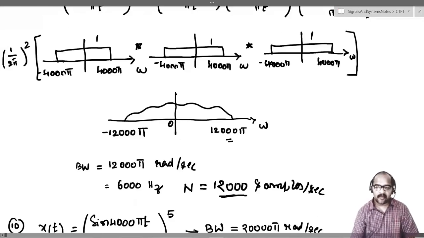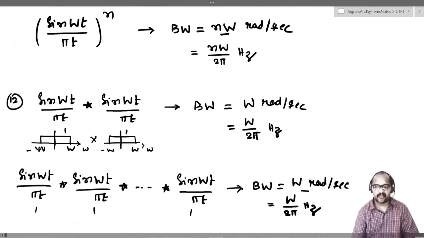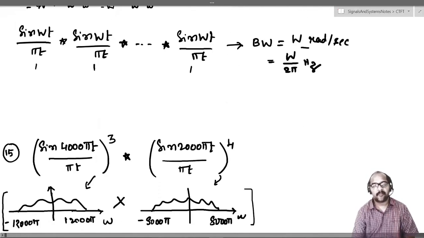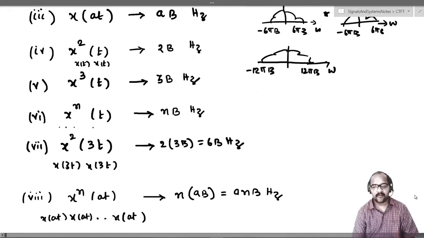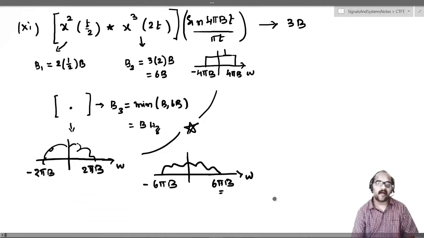So the remaining signals, whatever we have seen, I will leave as homework. Wherever you find the bandwidth, you multiply that with 2. That will give you the Nyquist rate, but the units you will keep as samples per second. So all these questions, whatever we have seen previously in bandwidth of a signal, please write down the Nyquist rate. Let us take that as homework.